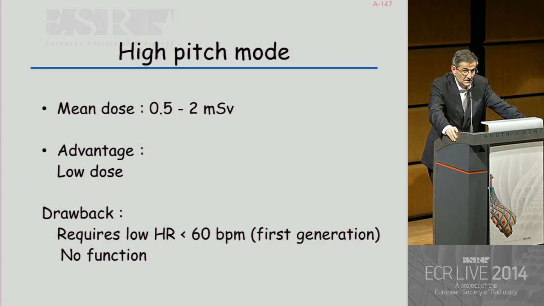So in clinical practice, the main drawback is that it requires a low heart rate, below 60 beats per minute, if you want to be sure of image quality. And you don't have functional information.